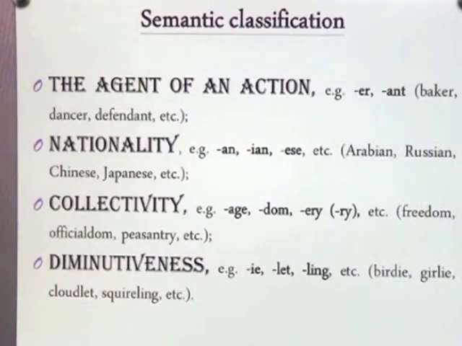Next, semantic classification of suffixes. The agent of an action, and examples: er, or, baker or dancer. Nationality, and ian, as for example Arabian, Russian, Chinese. Collectivity, age, dom, for example freedom. Diminutiveness, i.e. let, ie, y, for example, girlie, and other examples.